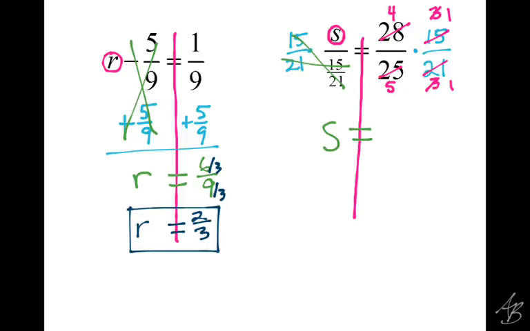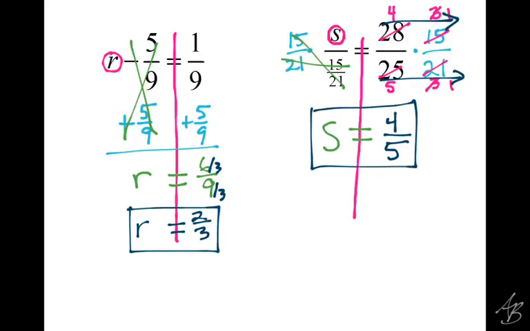Because the ones we know are never going to be able to reduce. So let's go ahead and multiply across now. We multiply 4 times 1 and get 4. We multiply the bottom 5 times 1 and get 5. Can I reduce 4/5? No. So we get s equals 4/5.